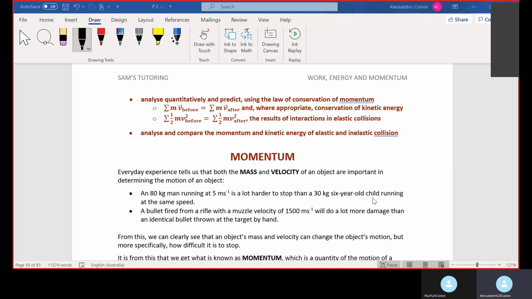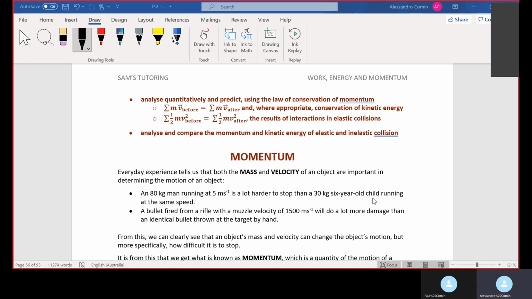Well, you might be thinking, how is there a relationship between mass and velocity? Like, we know that there's a relationship between mass and acceleration. How could there be a relationship between an instantaneous velocity and a mass? But the idea is that an 80 kilogram man, as these are just examples, but I hope you'll see the principle after I talk about them, running at 5 meters per second is a lot harder to stop than a 30 kilogram 6-year-old running at the same speed.